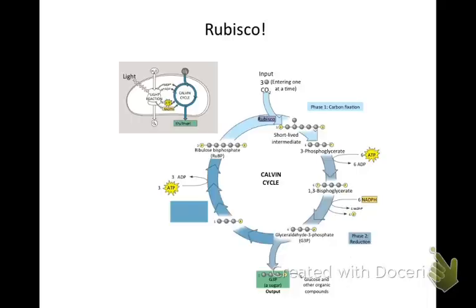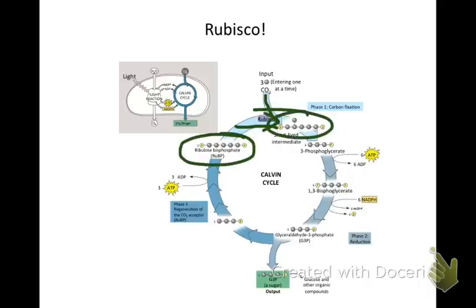The first phase of the Calvin cycle is called carbon fixation because it's fixing carbon. The second phase is called reduction because it's actually reducing the next compound, and I'll talk about oxidation reduction later. And phase 3 is actually regeneration of the carbon dioxide acceptor, ribulose bisphosphate. Here, ribulose bisphosphate is what combines with that CO2 in the first place to create that first intermediate.